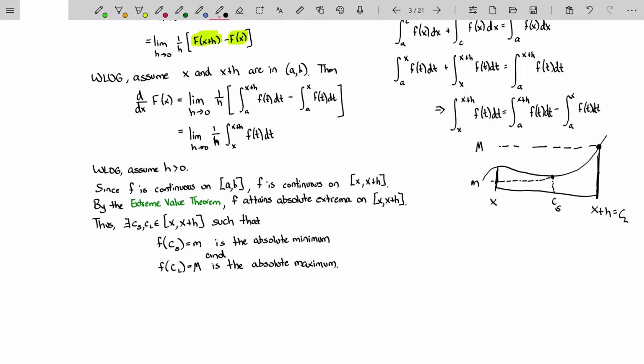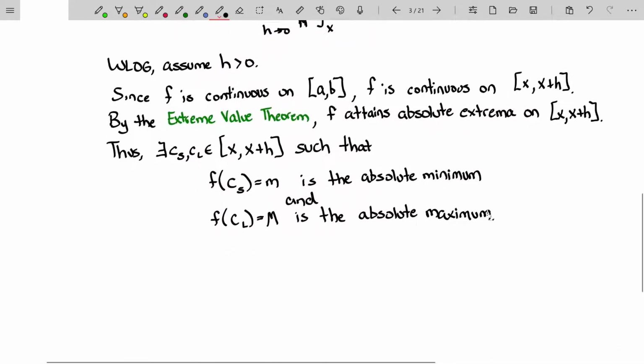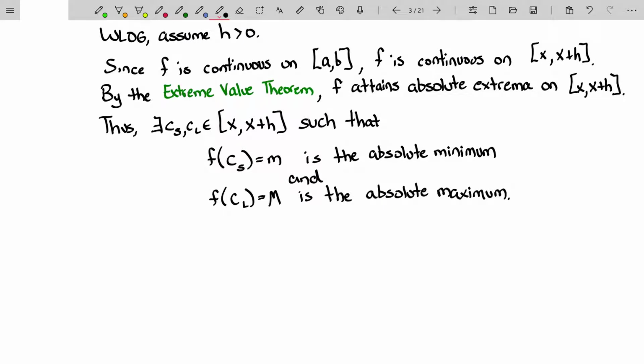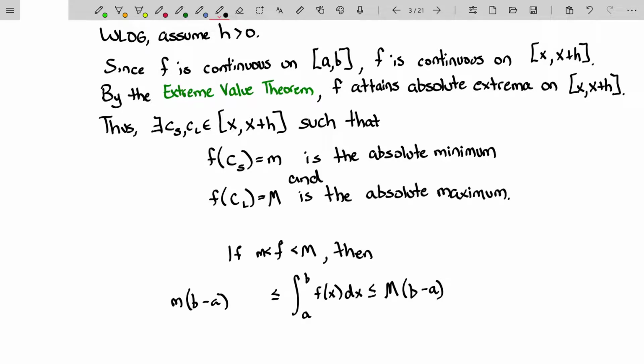But now we can invoke a property of integrals. Again, we're reaching into our big bag of tricks here. There's a property of integrals that tells us the following. I'm going to write it and then erase it and put it in a proof format. If you have a continuous function f with a minimum of little m and a maximum of capital M, then the definite integral from a to b of f of x has to be between little m times b minus a, the upper limit minus the lower limit, and capital M times the upper limit minus the lower limit. I'm going to invoke that property right now.